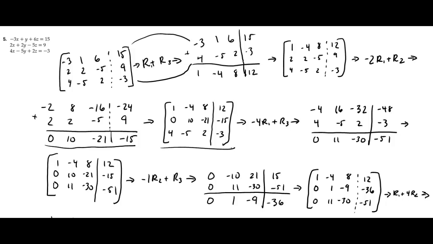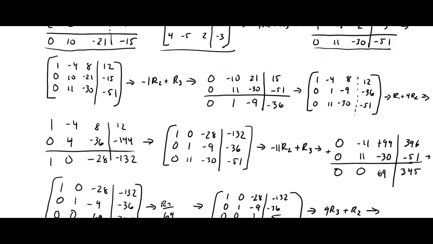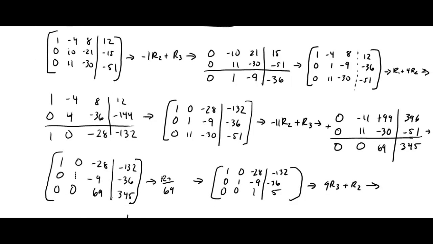After you get this matrix, you multiply row 1 by -4 and add row 3. That produces 0, 11, -30, and -51, which goes into the new matrix: 1, -4, 8, 12, 0, 10, -21, -15, and the third row is 0, 11, -30, -51. Next, you multiply row 2 by -1 and add row 3 to it, which gives you 0, 1, -9, -36.